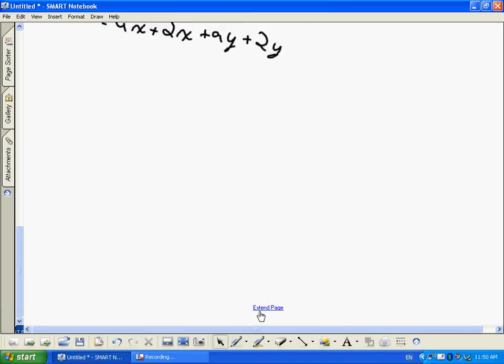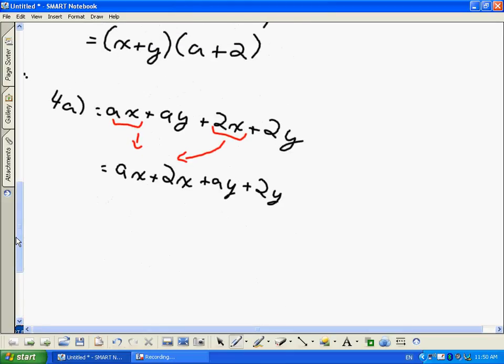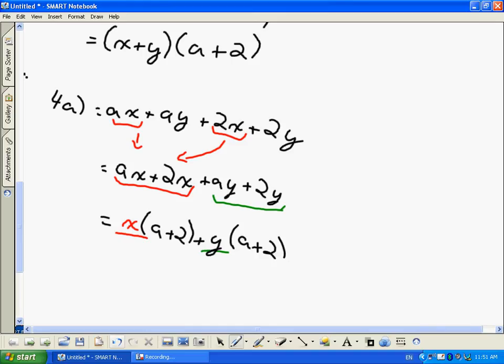Look at that. I was able to get a y and a y together here. So I now have a pair of x's and a pair of y's together. Now I'm going to do the same idea. I'm going to factor an x out of my first pair, and I'm left with a plus 2. Then in my second pair, I'm going to factor out y. So it's a positive y, and I'm left with a plus 2.